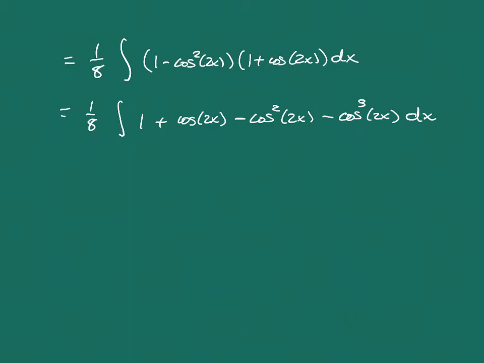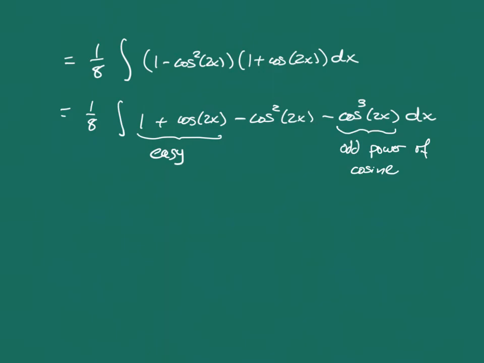So now, looking at each piece individually, this part is just a constant and a power of cosine. So that one is easy to do. We know how to do that one. Our cosine cubed, we've got an odd power of cosine.